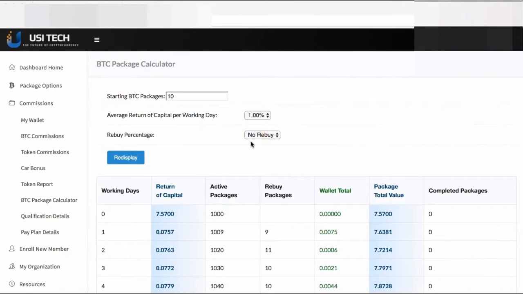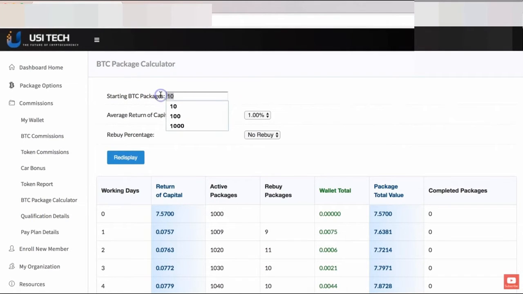In this training, I want to go over the Bitcoin package calculator, how it's working, what all these columns mean, and basically just give you an overview of how you can plug numbers in and see where you'll be in X amount of time. So let's just start with some of the basics.